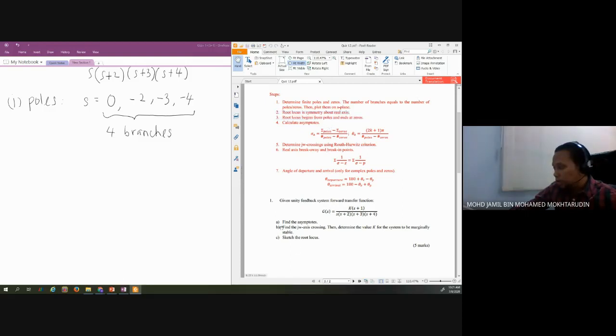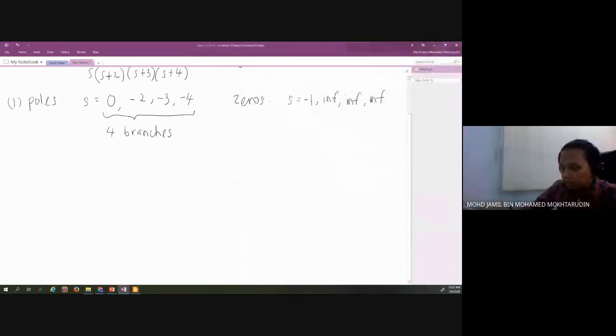So question A, basically rule number 4. Rule number 4 asks to calculate the asymptote using this formula. So question A asks you to find the asymptotes. Okay, so we can calculate the asymptote.